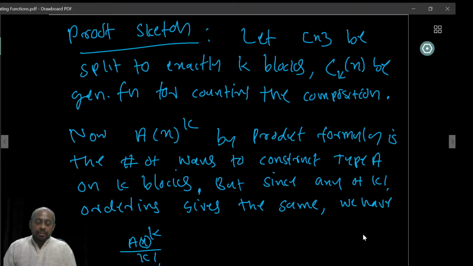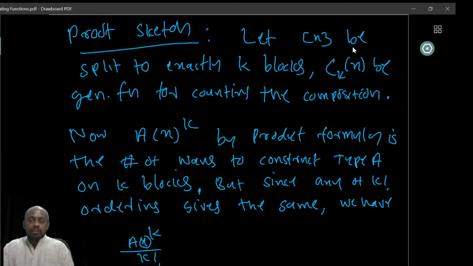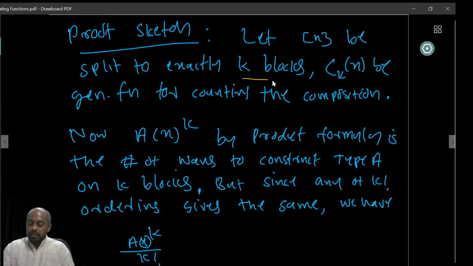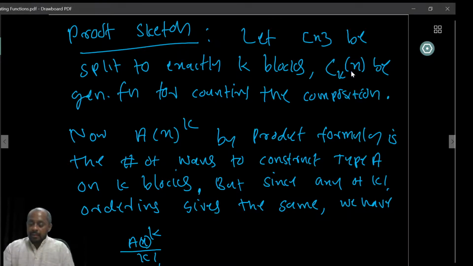Okay, so a proof sketch. Suppose the set 1 to n is split into exactly k blocks. Okay? So we will do it for each of the k's. Because we are anyway doing it in non-empty blocks, we will say that there are exactly k blocks. And then let C_k(x) be the corresponding generating function for the composition in this particular case. If you are looking at only splitting into k blocks and not k minus 1 or k plus 1, only exactly k, then the corresponding generating function for the composition is C_k(x), let's say.